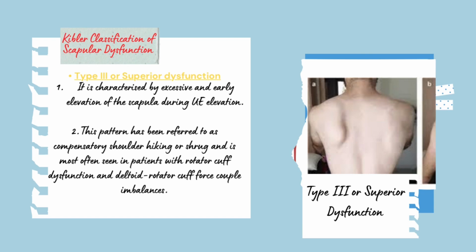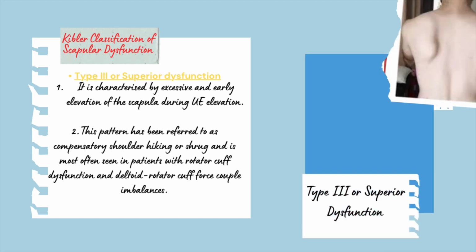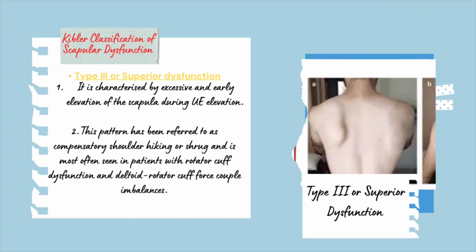The third one is the superior dysfunction, which is characterized by excessive and early elevation of the scapula during upper extremity elevation. So there will be a hiking movement of the scapula during upper extremity elevation. This pattern has been referred to as a compensatory shoulder hiking or shrug, and it is most often seen in patients with rotator cuff dysfunction and deltoid rotator cuff force couple imbalances.